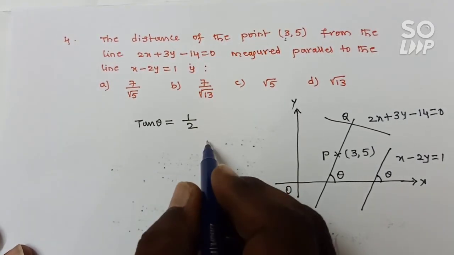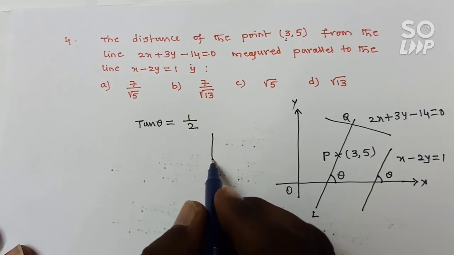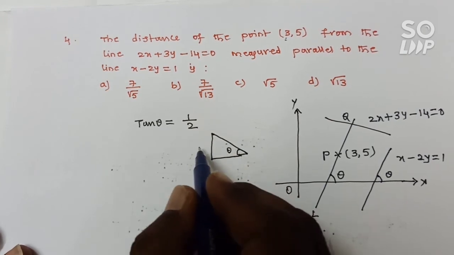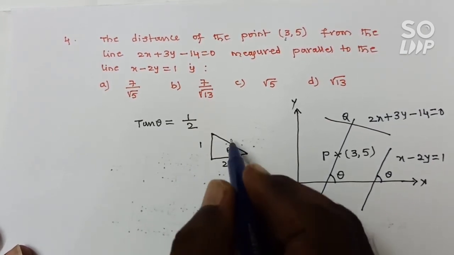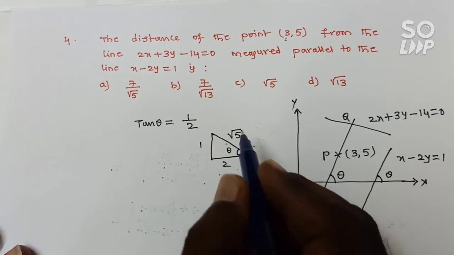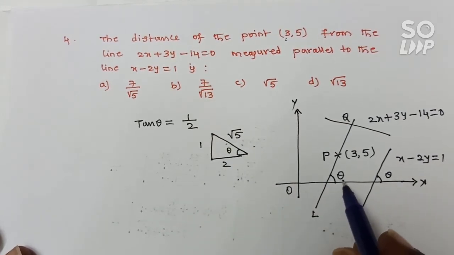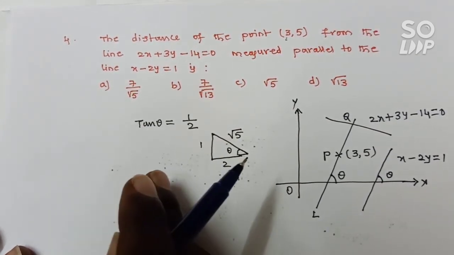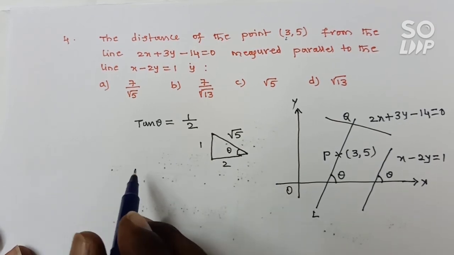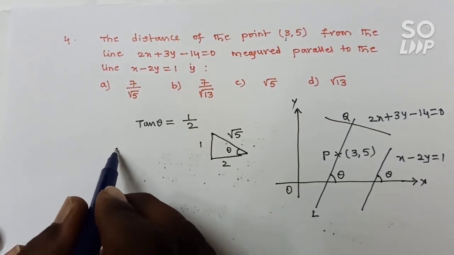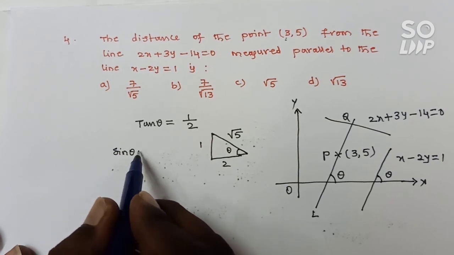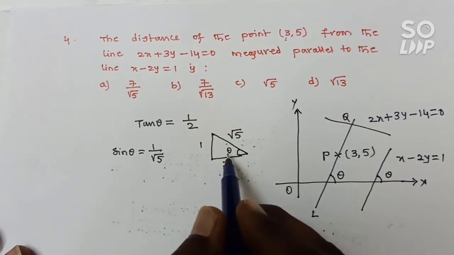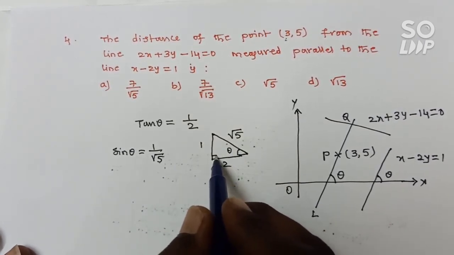Okay. By using the right angle triangle, this one is the right angle triangle. Tan theta, this is theta. This is the opposite side. This is the adjacent side. The hypotenuse will be root 5. Right? We know theta lies between 0 and 180. So that means between 0 and 180, the first and second quadrants will be there. So sin theta will be positive. So from this one, sin theta equals 1 by root 5, because the sin theta ratio is opposite side by hypotenuse.